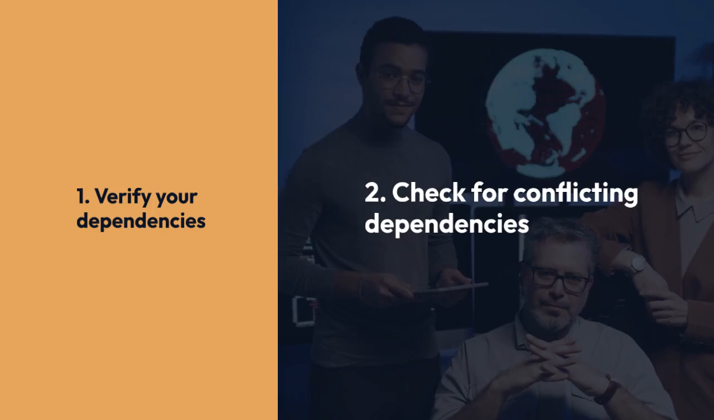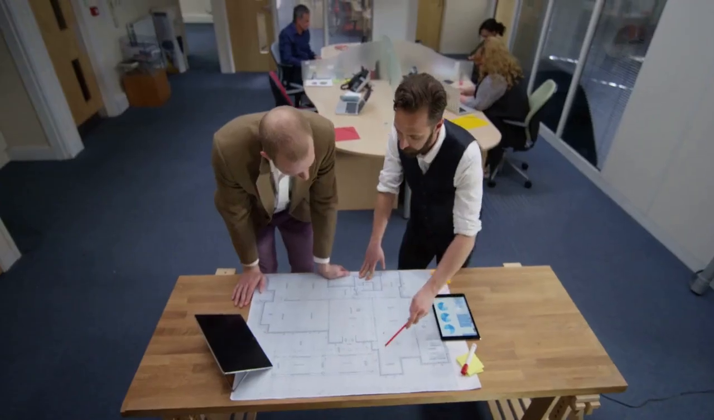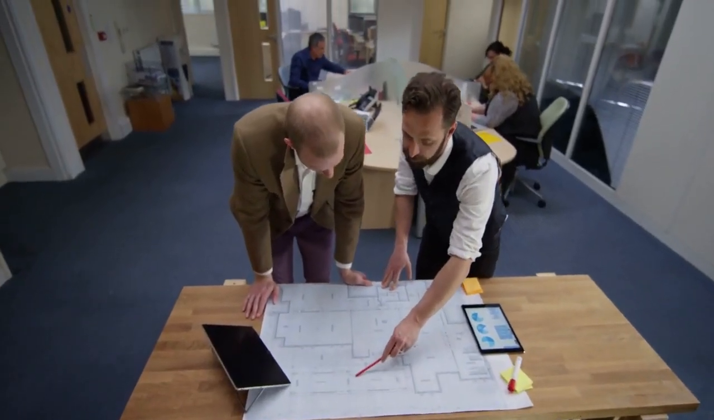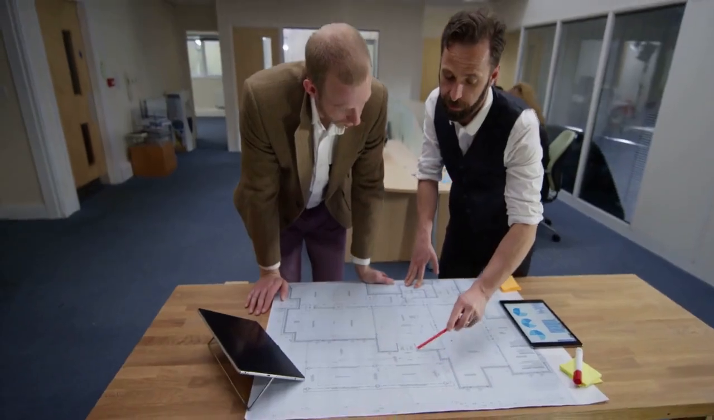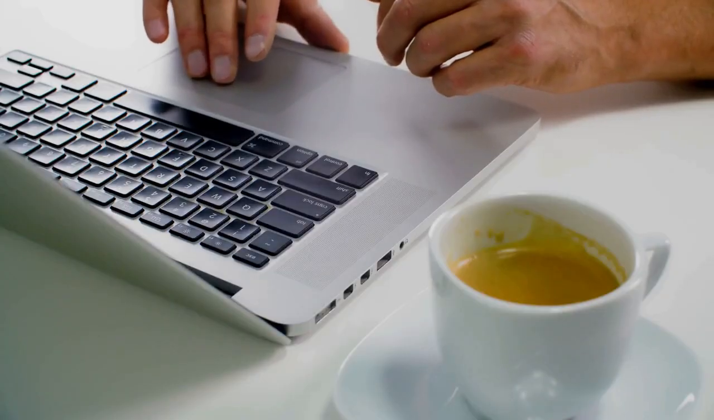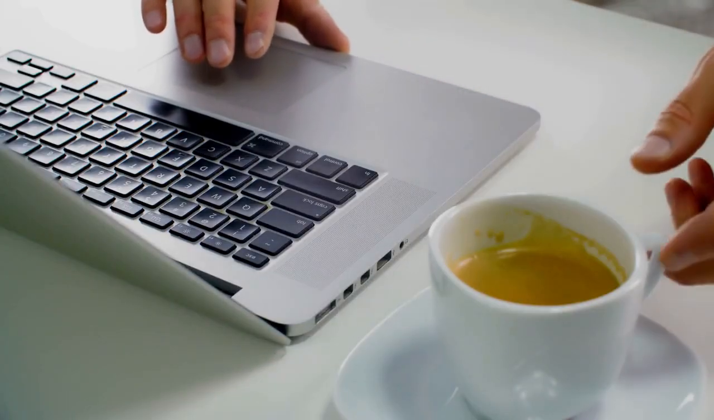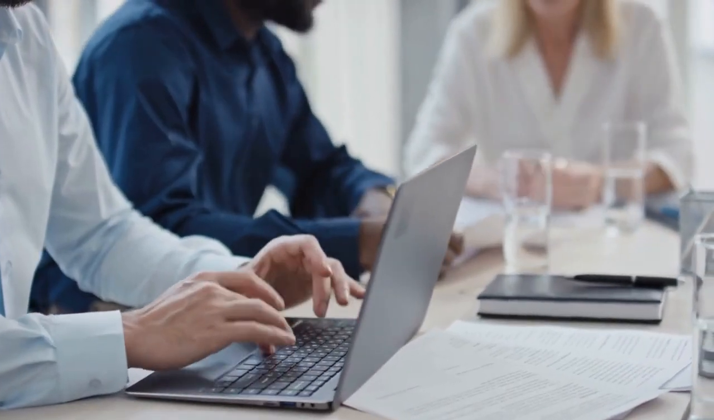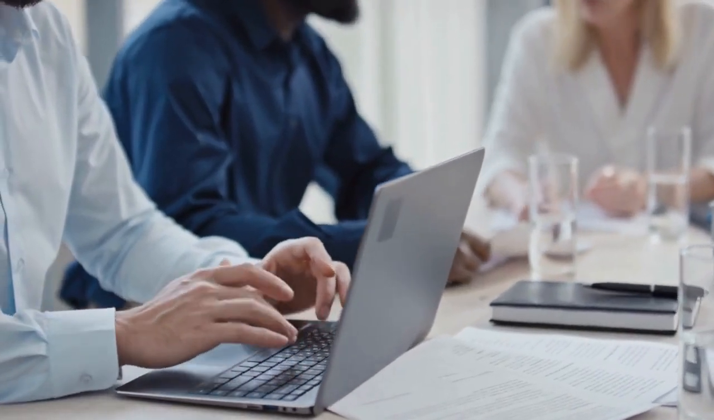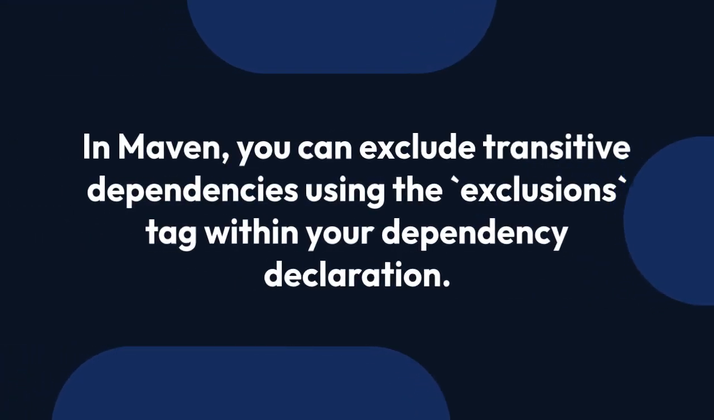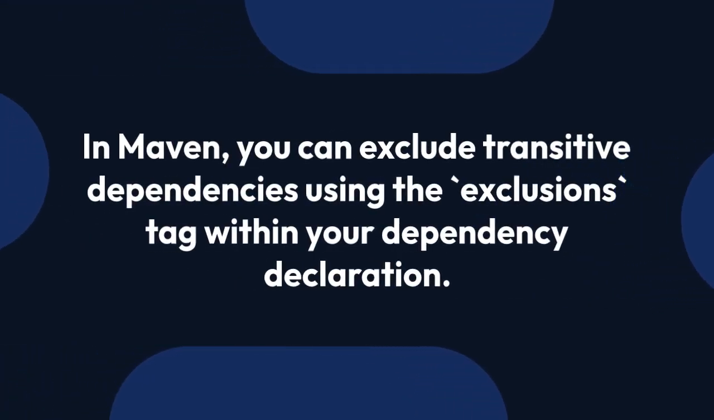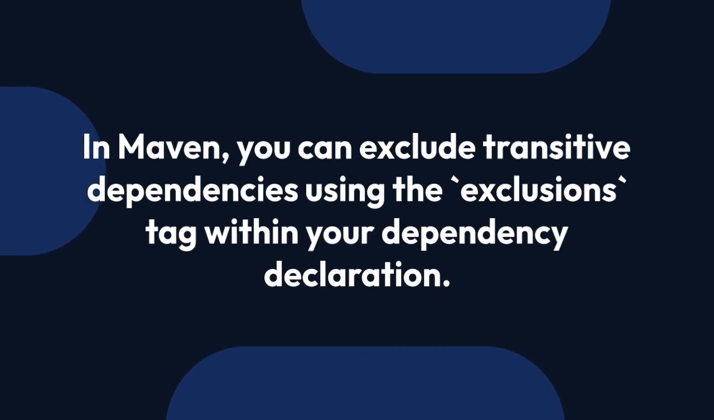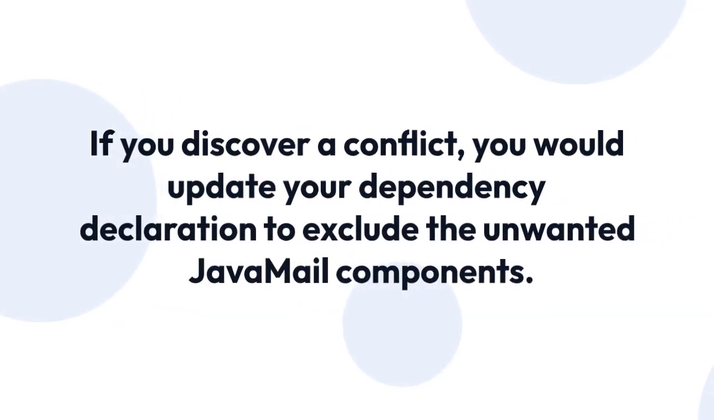2. Check for conflicting dependencies. Sometimes, other libraries in your project might bring in their own versions of Java Mail, causing the conflict. Carefully review your dependencies and look for any other libraries that include javax.mail or com.sun.mail. If you find such dependencies, you might need to exclude the conflicting Java Mail versions. For example, in Maven, you can exclude transitive dependencies using the exclusions tag within your dependency declaration. If you discover a conflict, you would update your dependency declaration to exclude the unwanted Java Mail components.